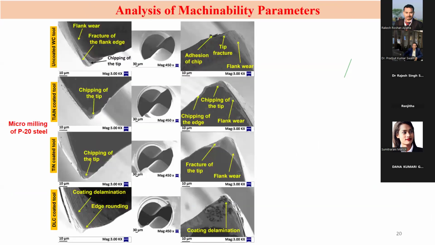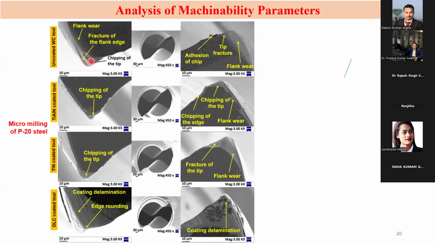Okay. So then after, we check the tool wear performance by doing some micromilling test. Similarly, we did the test for 40 passes. So one pass is 30 mm. So 40 passes we did, and we can see here.